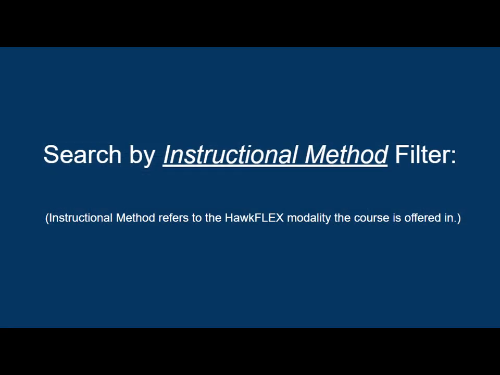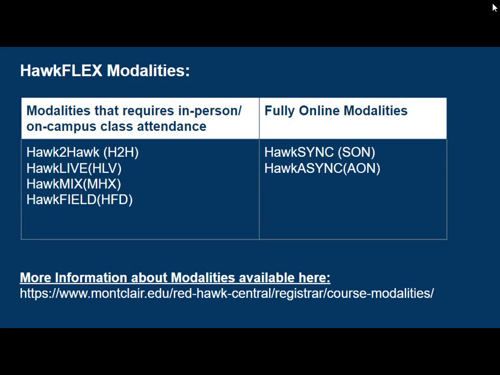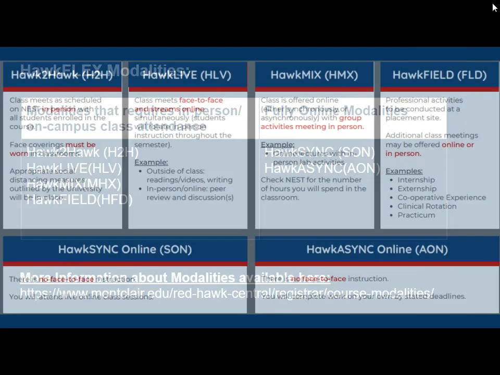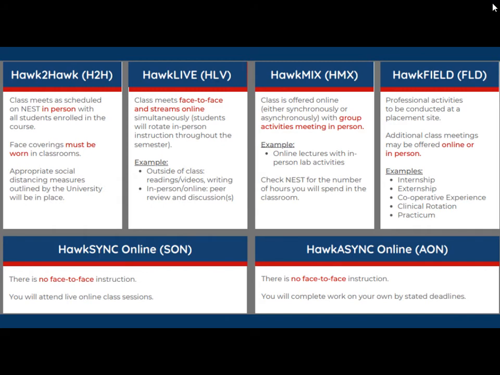Let's start with the instructional method, which refers to the Hawk Flex modality the course is offered in. So for example, modalities that require in-person and on-campus class attendance include Hawk to Hawk, Hawk Live, Hawk Mix, and Hawk Field. Courses that are taught in fully online modalities are designated as Hawk Sync and Hawk Async. More information about the modalities can be found on the Red Hawk Central website. You can also pause the video here and take a moment to review the different modalities.